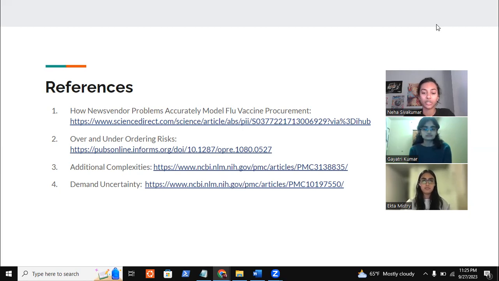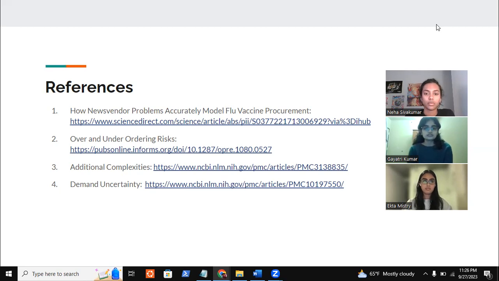Right, so now specifically, let's apply this concept to the procurement of flu vaccines, focusing on the H1N1 flu outbreak of 2009 as our general example. Ordering vaccines is indeed very much like the news vendor problem because, as Ekta said, it involves the same fundamental trade-off between ordering too many vaccines or too few.